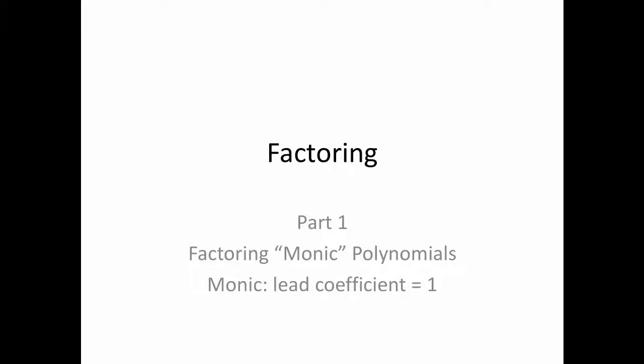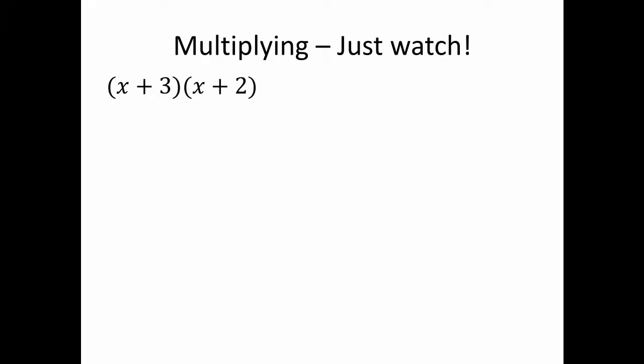This is the first in a series of videos on factoring polynomials, and we'll begin with factoring monic polynomials, that is, polynomials with a lead coefficient of 1. Now, in order to understand the process of factoring, it's actually multiplying in reverse. So we're going to watch the multiplication process and then see how we can reverse it.